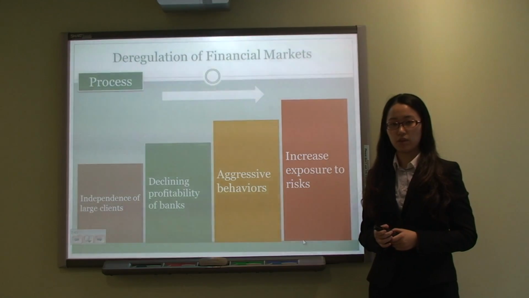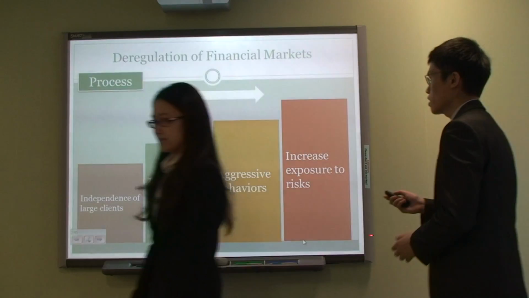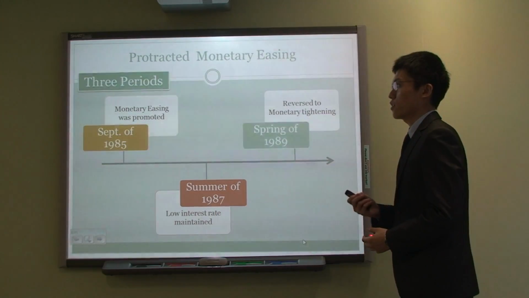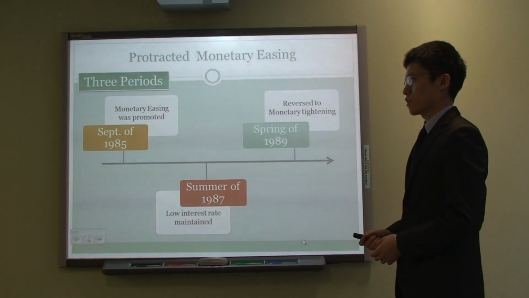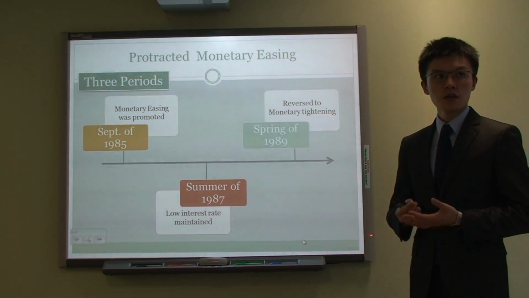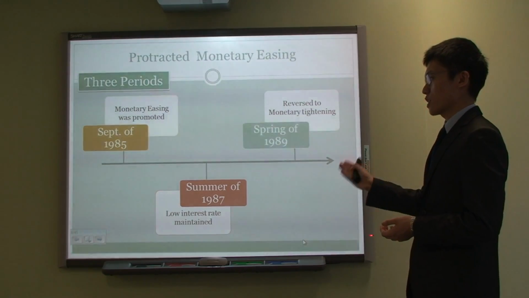Next, Shawn will give us more details on monetary policy. Thank you. The second factor that resulted in Japan's bubble economy is the protracted monetary easing. According to the specific measures adopted by the Bank of Japan, we can divide this period into 3 sub-periods.